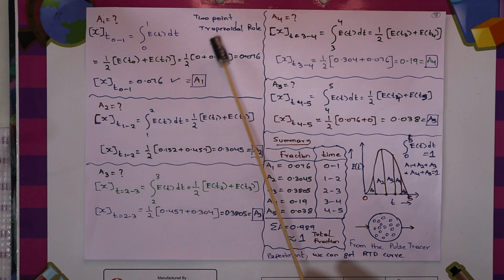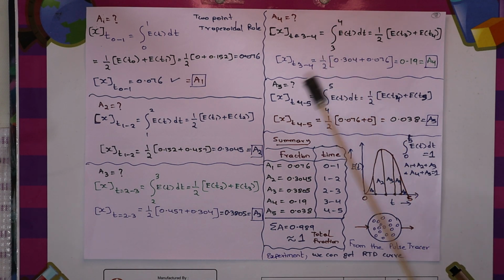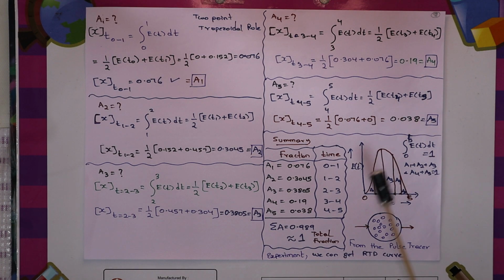Similarly, I apply this 2-point formula between the different times, which are 1 and 2, 2 and 3, 3 and 4, 4 and 5, and I get the area information A1, A2, A3, A4, A5. Let us list out this summary. A1 is 0.076, which means 0.07 fraction of molecules comes between time 0 and 1. 0.3 fraction of molecules exits the reactor between time 1 and 2.